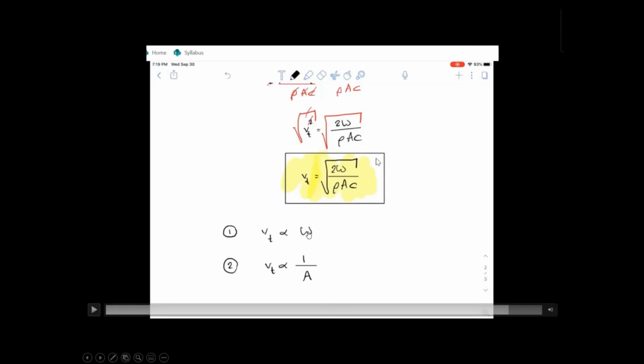It's going to be between 15 to 20 miles per hour. All right, so the larger the exposed surface area is, the smaller the terminal velocity.